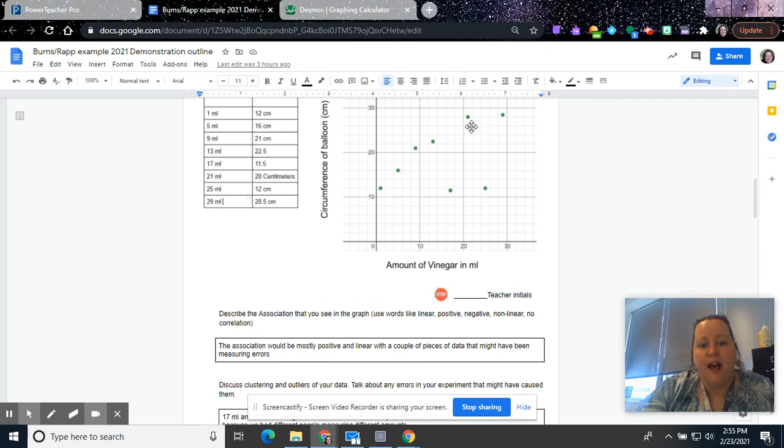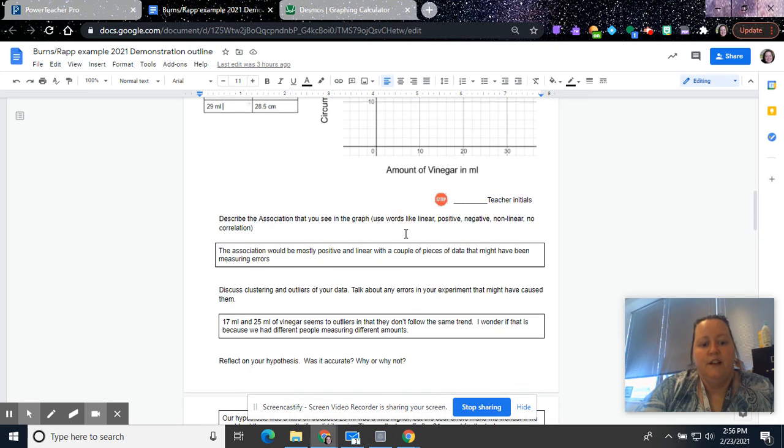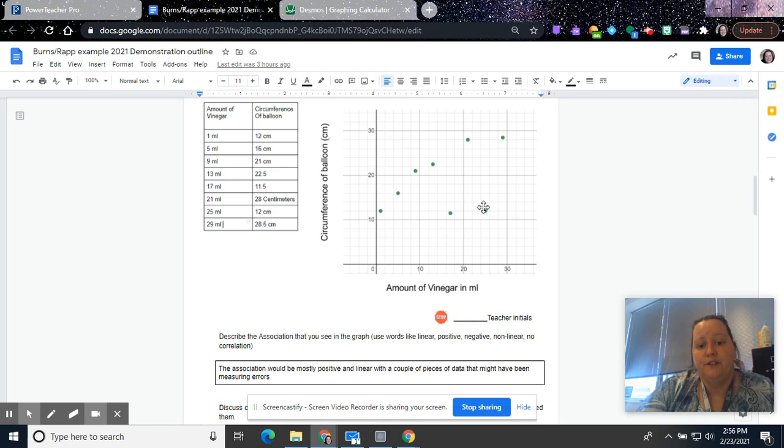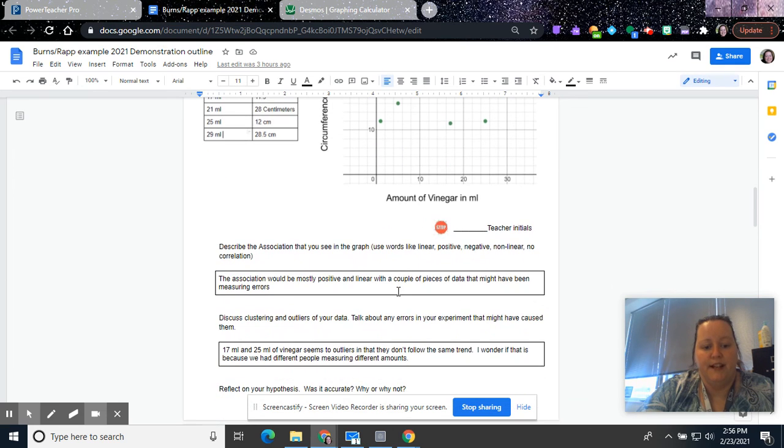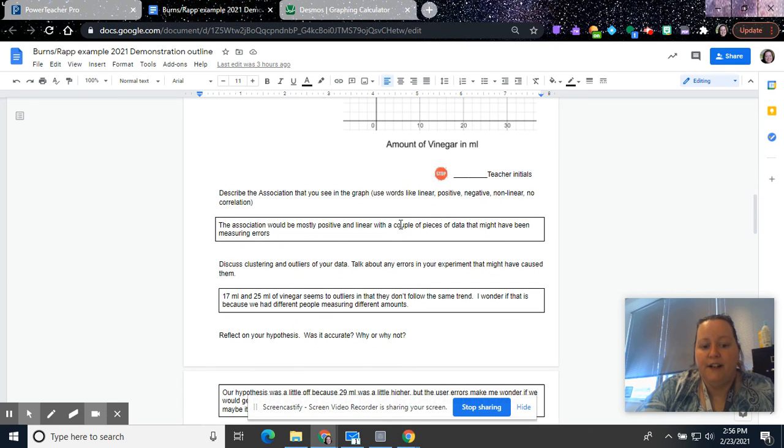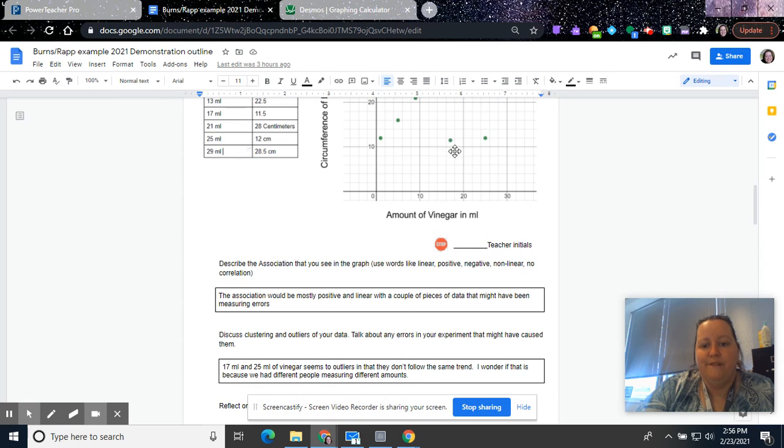Then you're going to describe the association that you see in the graph. For this one, I'm going to say that it's mostly linear and positive, minus these few down here. It kind of looks like it's moving in the right direction. If yours is going down, but pretty close in a straight line, then that's a negative linear. If it goes like this and then back down, that would be nonlinear. So you get to decide what that looks like. Discuss clustering and outliers. I'm going to say 17 and 25. I don't know that they're far enough away to be outliers, but they definitely don't match the data. So they alert me that I need to think about what could have possibly happened there.